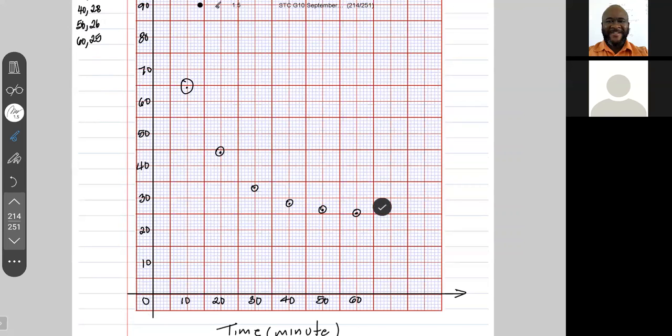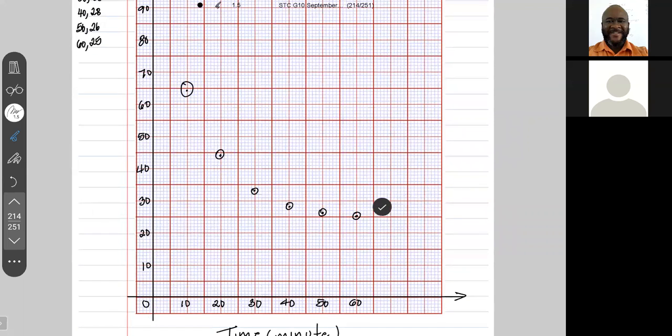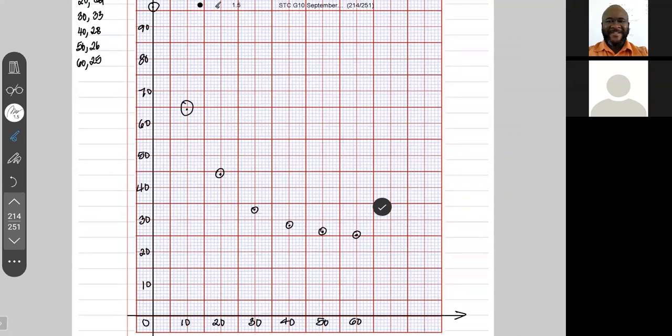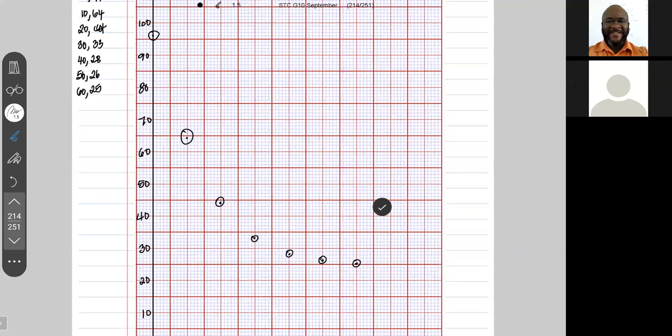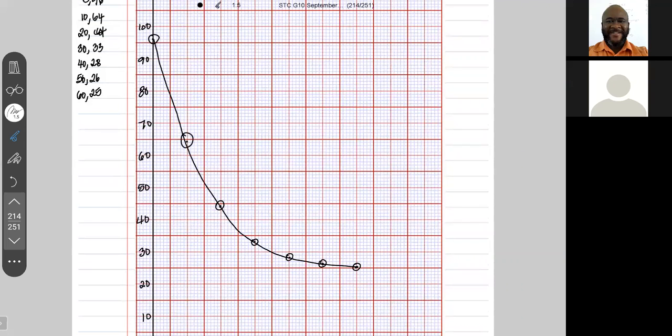So we can see that the temperature is falling over time. It's a curve, so we have to draw this freehand. Relatively easy to do when you practice it a lot. All right, so that's my curve. My curve will look something like that. This is my cooling curve.